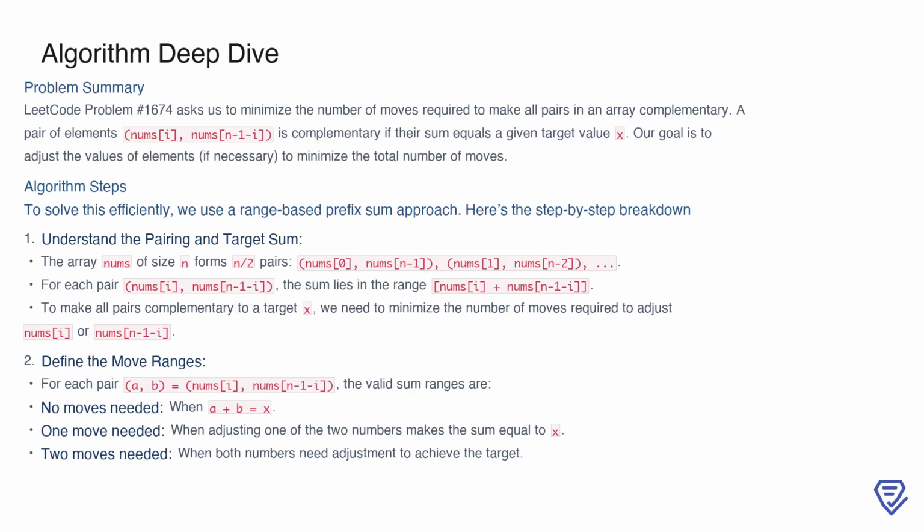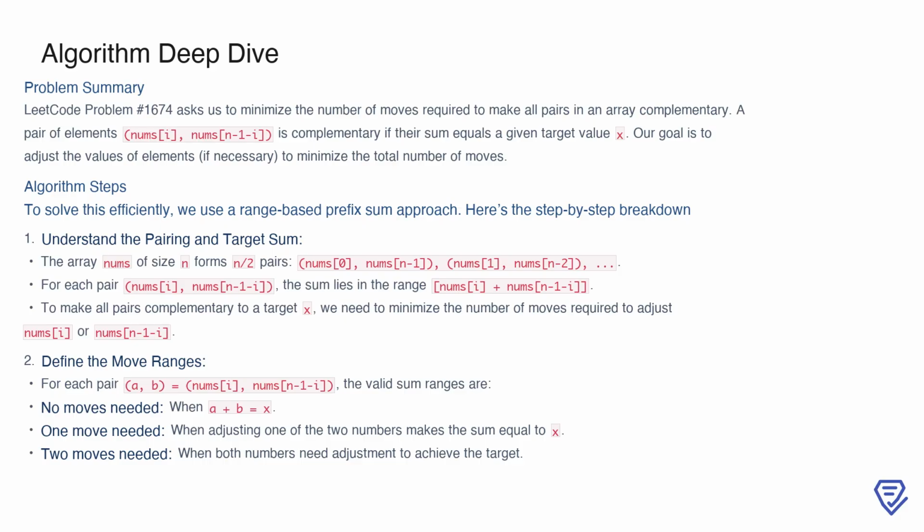In this problem, we're tasked with making all pairs in an array complementary by minimizing the number of moves required. A pair, defined as nums[i], nums[n-1-i], is complementary if their sum equals a given target value x. To achieve this, we can either adjust the values of the array elements or leave them unchanged if they already satisfy the condition. The challenge lies in minimizing the total adjustments across all pairs. To solve this efficiently, we use a range-based prefix sum approach.